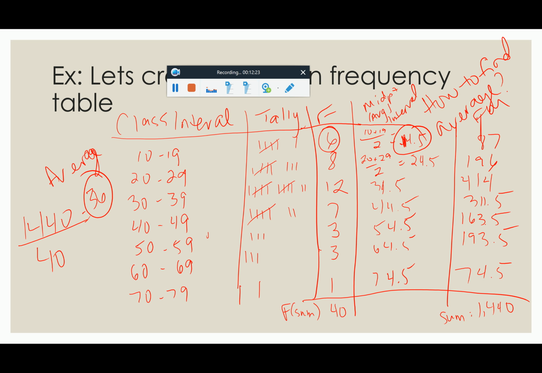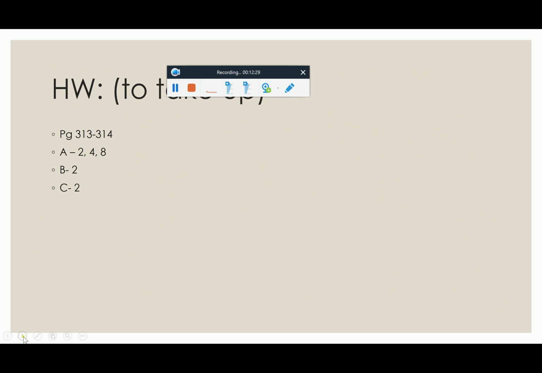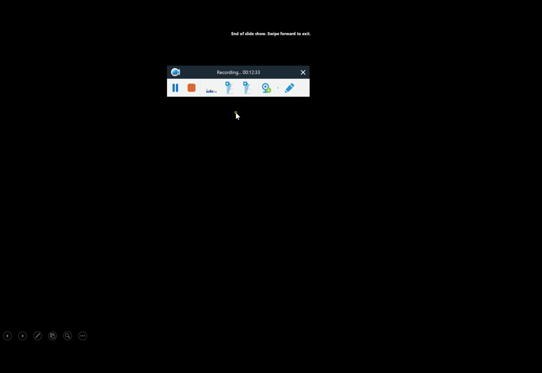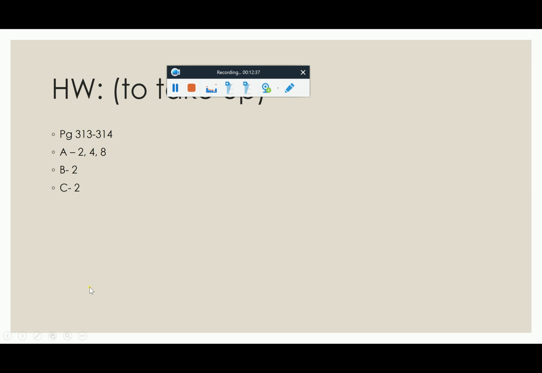Okay, and this is also in your book, so please look in section 5.2, and it will show you how to do this as well. So make sure you complete the homework. This will be for a grade. Write down that homework, and if you have any questions about any of this, please contact me.